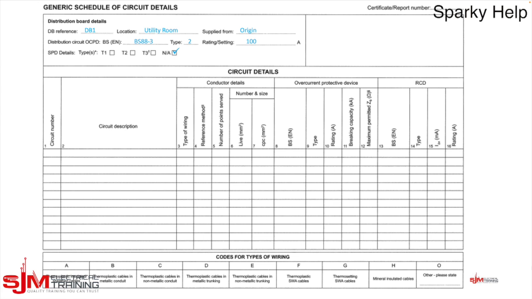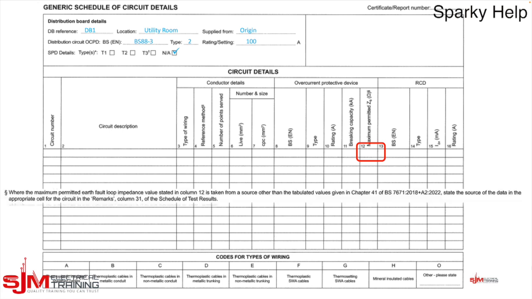Therefore, to allow that maximum current to flow, there needs to be a maximum permitted ZS, or impedance of that circuit, and that is recorded on this test sheet here. And that's got a funny little squiggle, like an S, I don't know what the symbol's called, but on the note on the bottom it says where the maximum permitted earth fault loop impedance value stated in column 12, that's the one with the red mark, is taken from a source other than BS 7671 chapter 41, then you should write in the remarks column where you get it from, which therefore indicates it can be different. And they are.